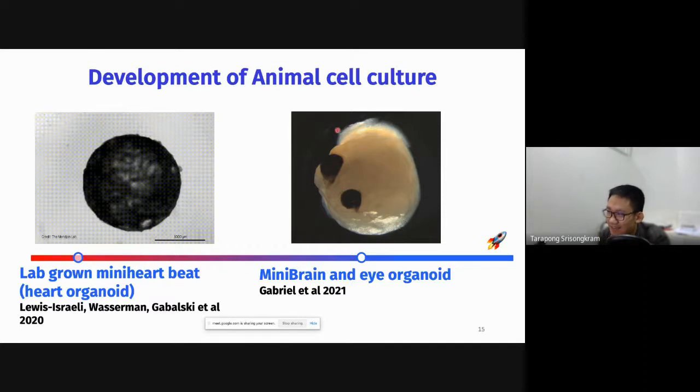And at life size, scientists can also create the brain organoid, and this brain can generate the optic cups, which are the two eyes from the brain. So I think based on this technology, in the next few years, regenerative medicine will be more advanced, and the organoid will be used intensively in the healthcare system.